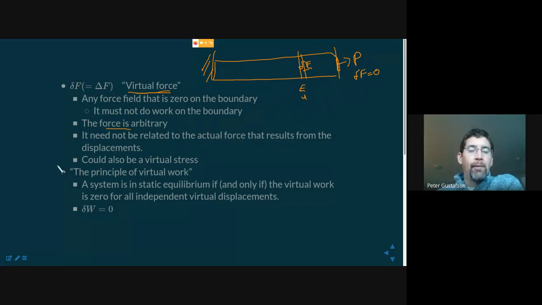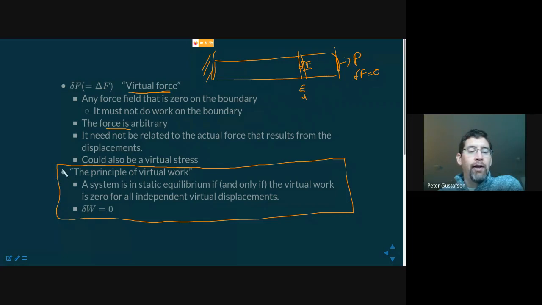All right, now the final statement here is the really important one, and we're going to wrap up after this. I want you to write these words down, put them under your pillow, and absorb them through osmosis between now and Thursday, because this is a really critical principle. That is the principle of virtual work. A system, any structural system, is in static equilibrium if and only if the virtual work is 0 for all independent virtual displacements, or for that matter, virtual forces.